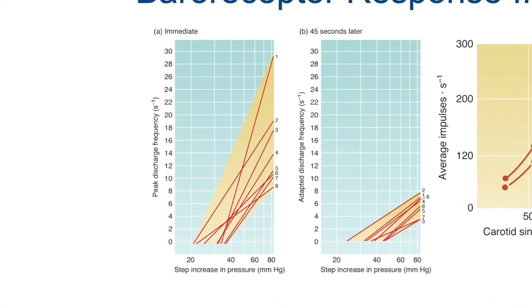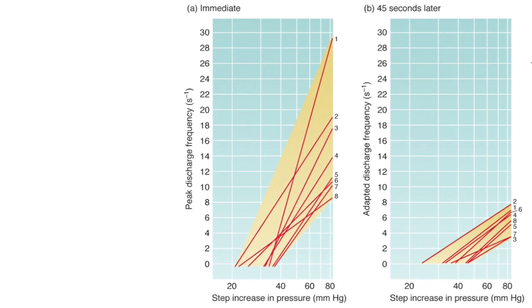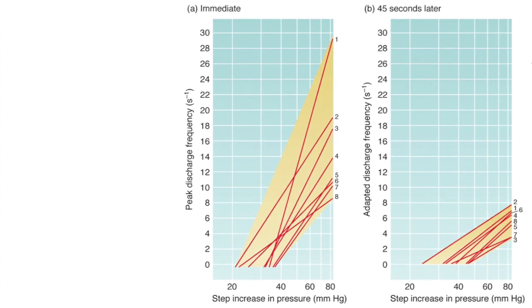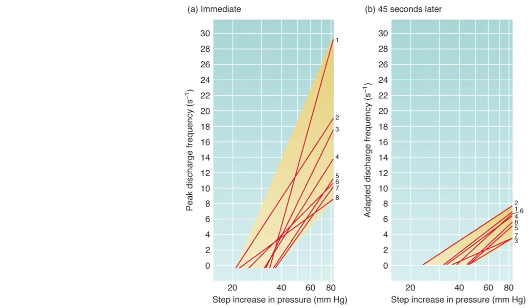This is another way to capture this behavior of the baroreceptor response. So here we have the discharge frequency on the y-axis, and on the x-axis we have the pressure. So as pressure increases, the rate of frequency firing goes up, and that's what we see in these graphs. But there are two graphs. One is the immediate response to a sudden change in pressure, and the second is the response 45 seconds later.